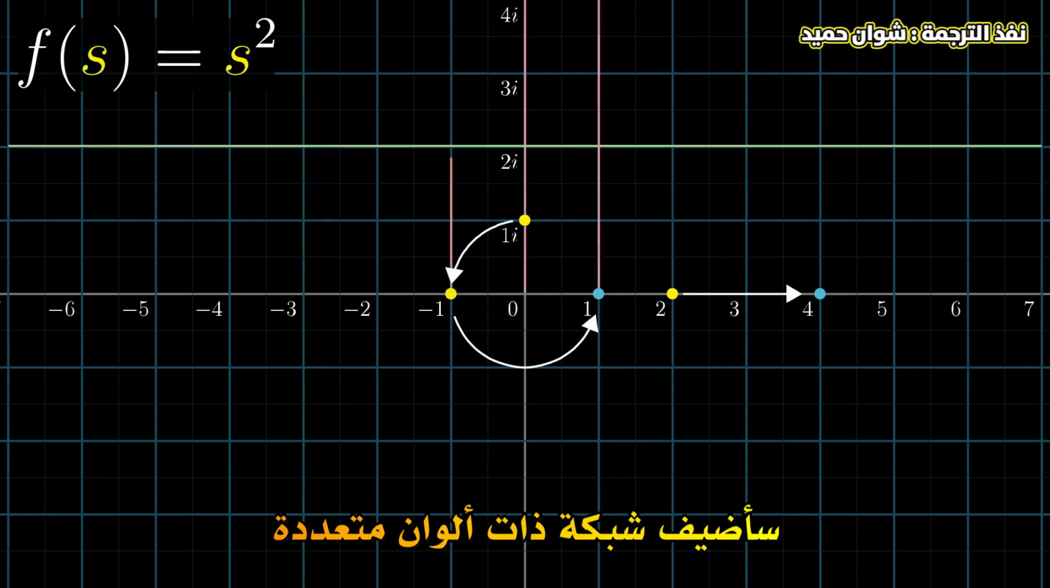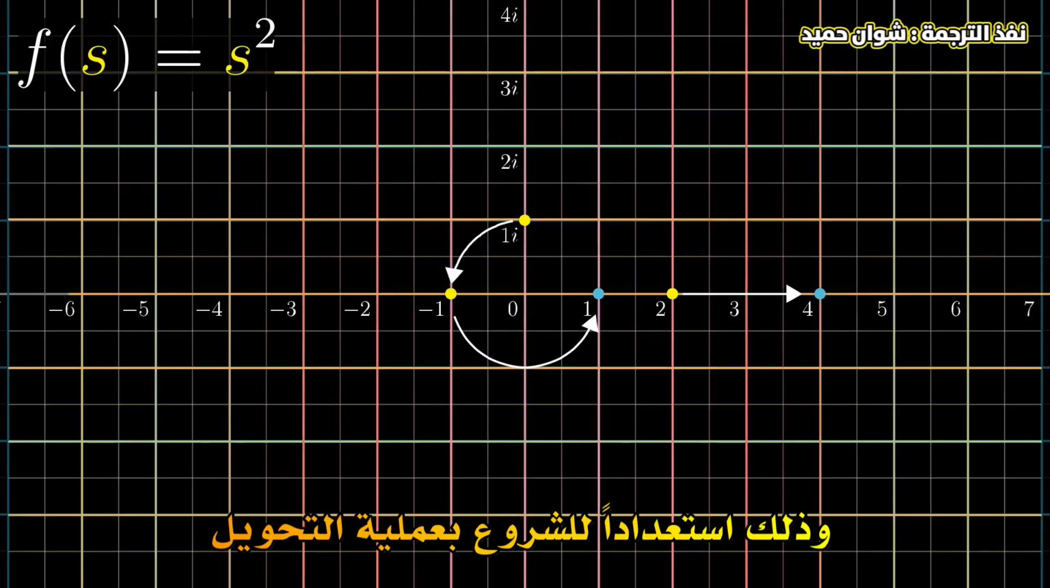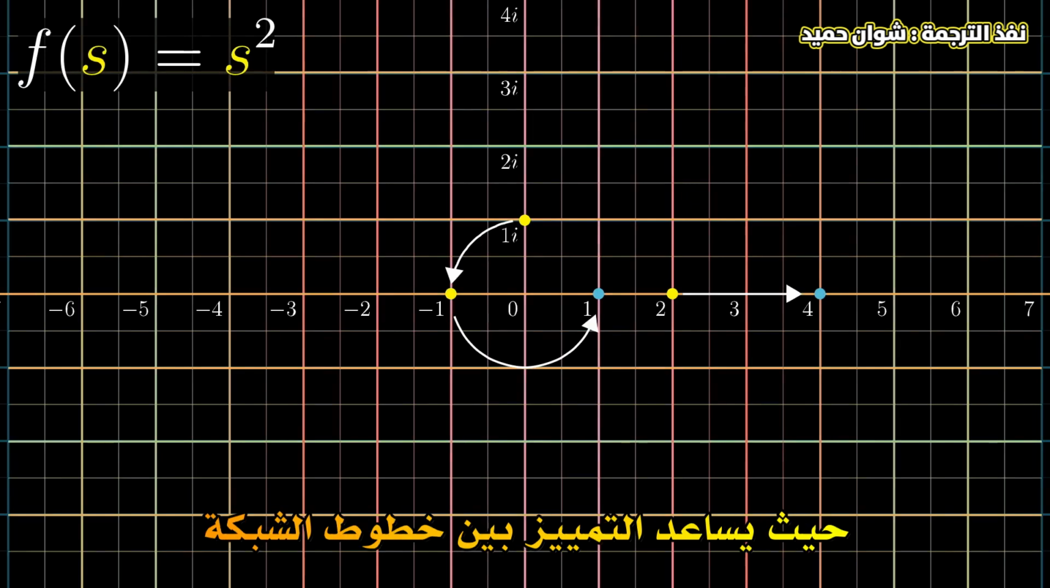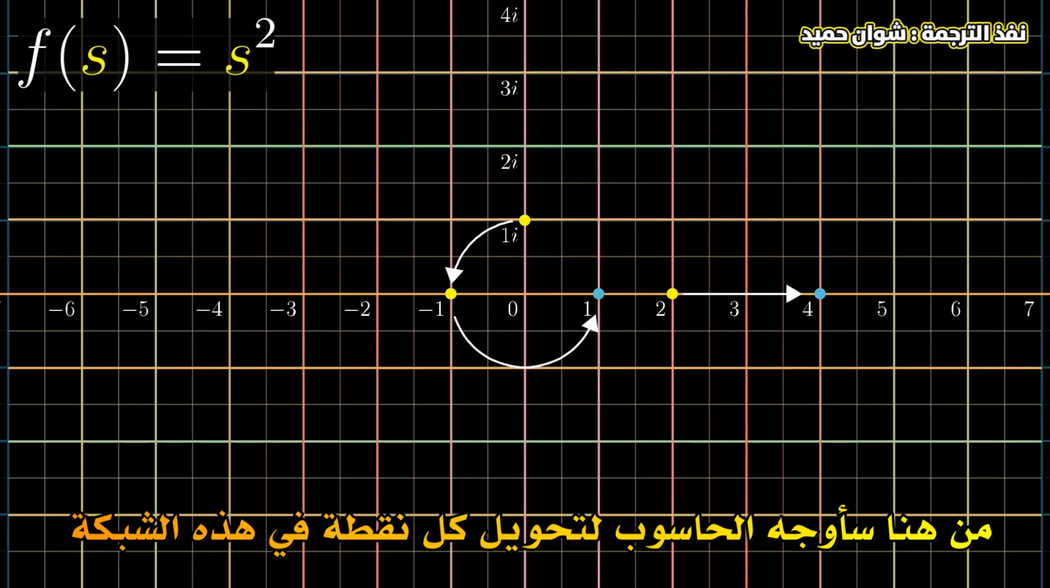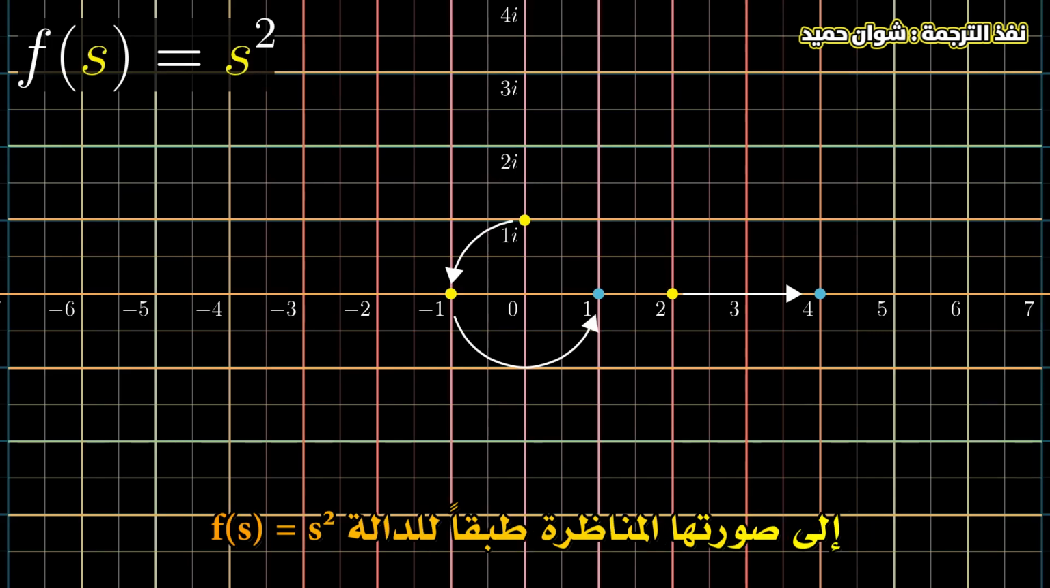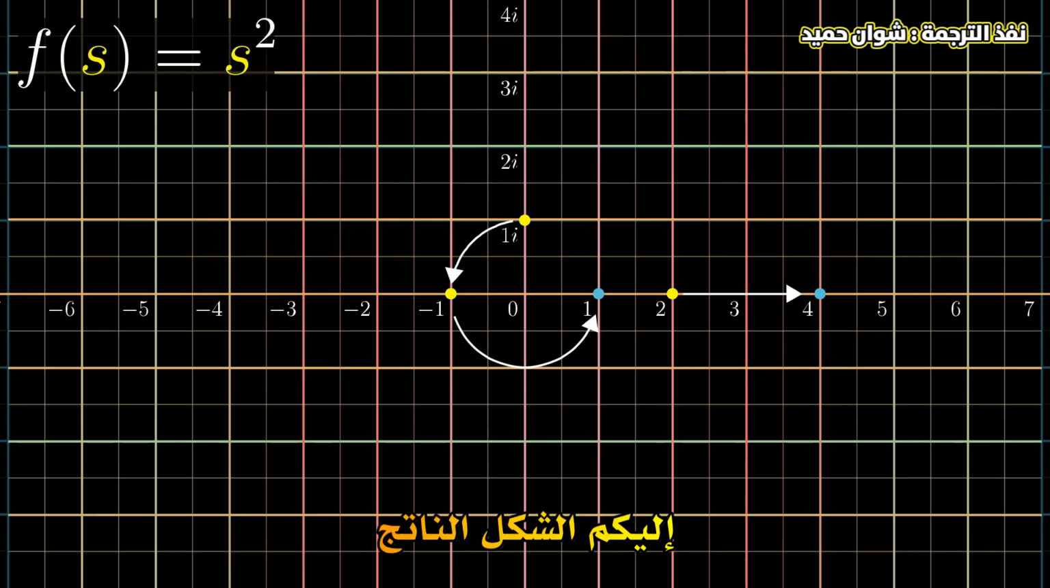Now, I'm going to add on a more colorful grid, and this is just because things are about to start moving, and it's kind of nice to have something to distinguish grid lines during that movement. From here, I'll tell the computer to move every single point on this grid over to its corresponding output under the function f of s equals s squared. Here's what it looks like.